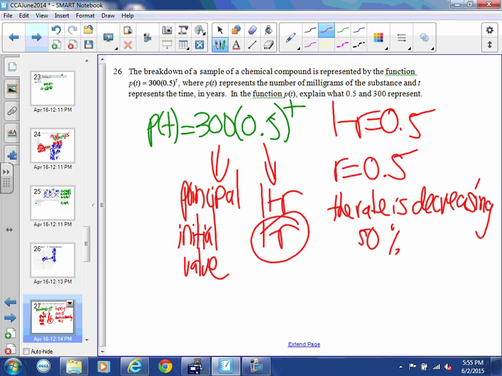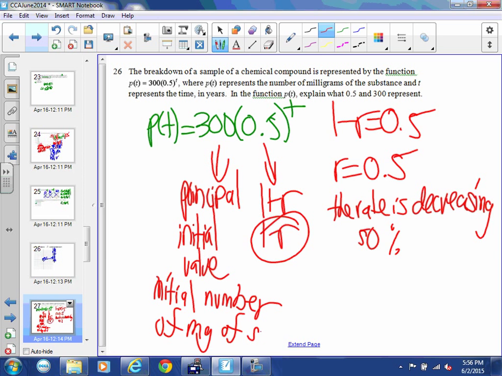For the 300, it's the initial value. It's the initial number of milligrams of the substance. It's very important that you understand what's in front of the parentheses is the initial value. What's inside the parentheses is 1 plus or 1 minus the rate. Keyword is rate. If you forget about the 1 plus or 1 minus, the most important thing you know is that it's the rate.